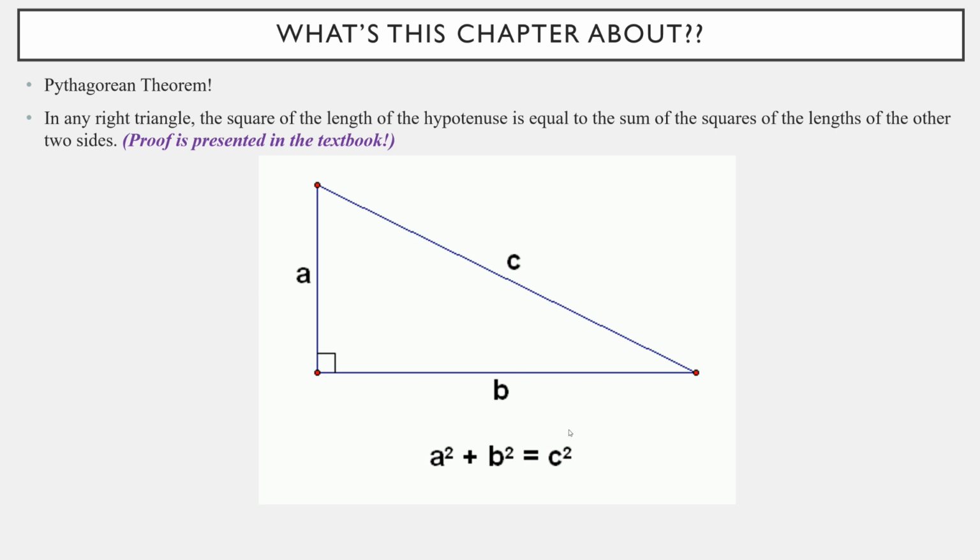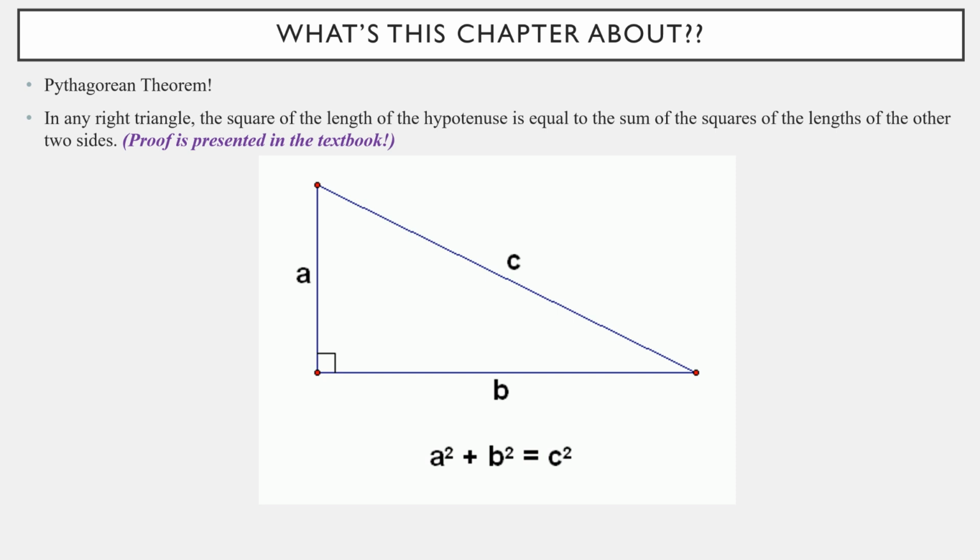two other sides. So if we let A and B equal the lengths of the sides of a triangle and C be the hypotenuse, whatever the lengths are, it turns out that A squared plus B squared will always be equal to C squared. So what this is saying is the lengths of these sides have to be such that A squared plus B squared is equal to C squared.